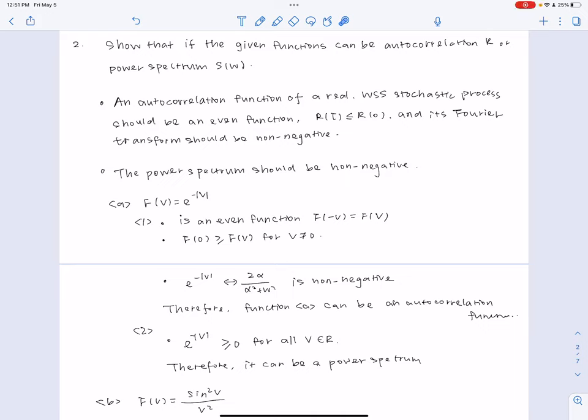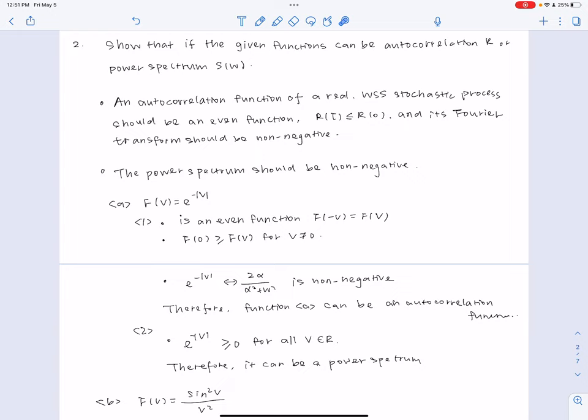In the second question, we're asked to show whether the given functions can be autocorrelation functions R or power spectrum S of omega. We're given three different functions, and we have to take a look at all three of them.